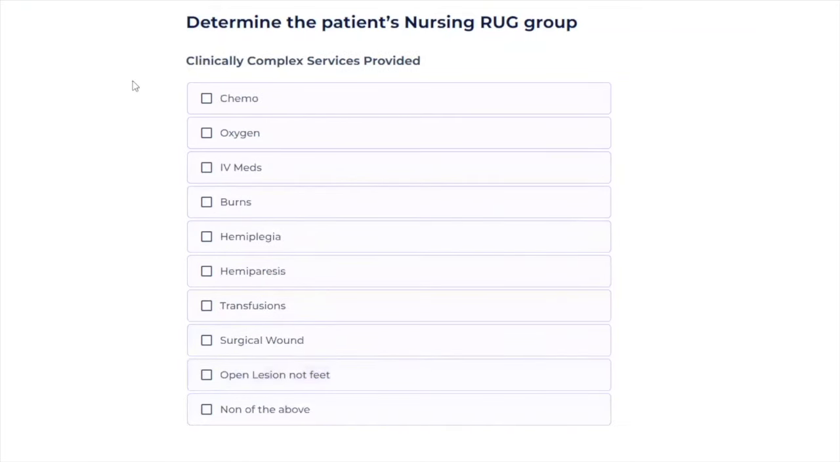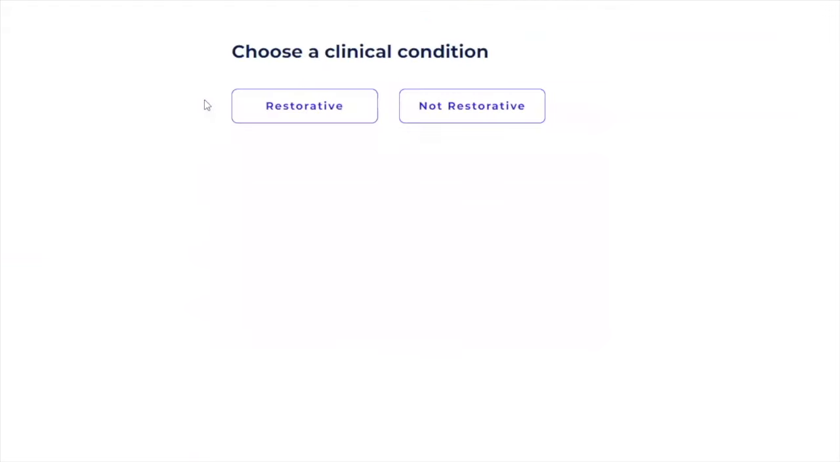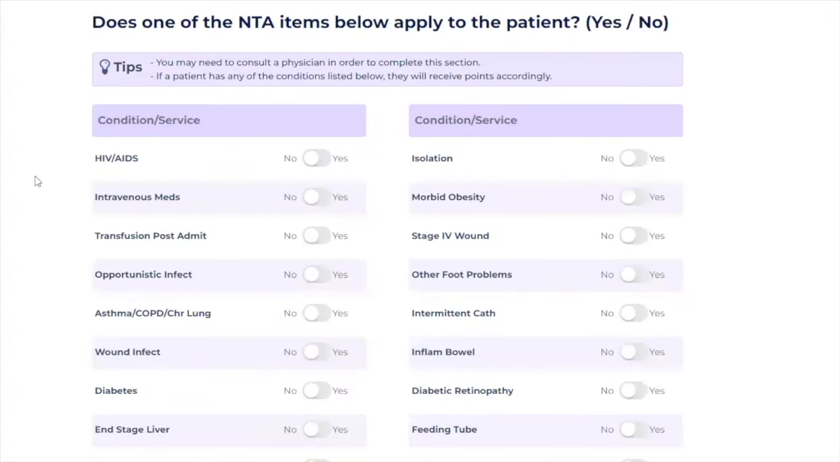And now I'm down to clinically complex services. I still don't have anything. So it keeps tracking me down. And now I'm down to the point where we're in cognitive behavioral. Well, let's say this person did have some cognitive impairment. So I'm going to go ahead and click on that. And the very last piece is if they're on restorative or not. It's rare that you would actually work through all of those levels with a skilled patient. It's normally going to come out higher with the oxygen or something like that. But I wanted to take you through all the steps to show you.